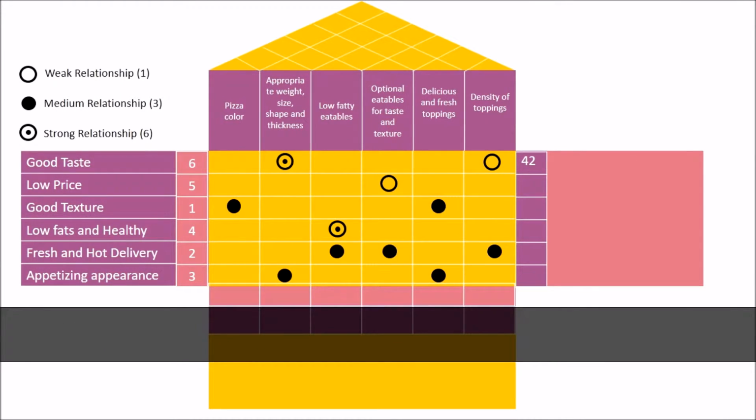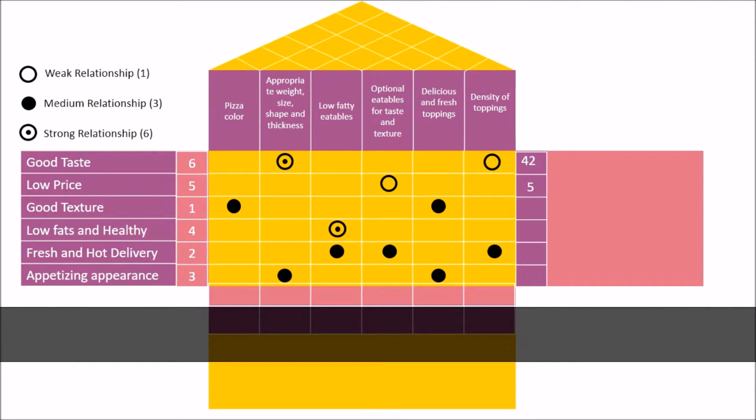Similarly, for the second row, we are going to take the value of the weak relationship, which is 1, and multiply it with the importance rating of low price, which is 5. And because there's no other relationship mark in the second row, our answer will be 5 here.